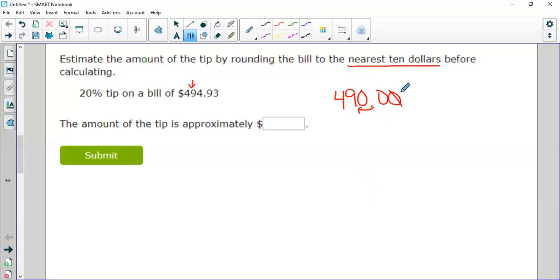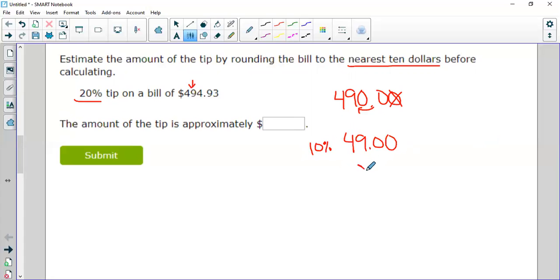Cross off that last number. We don't want 3 numbers in a decimal. So $490, 10% of that is now a nice even $49. And now I want to know what 20% is. So this is my 10%. I'll label that as my 10%.